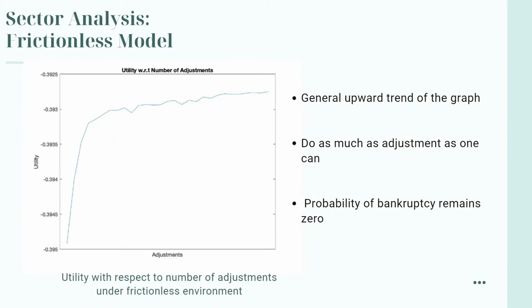To start with, we are going to first discuss the frictionless model of sector analysis. We use the information technology sector of the S&P 500 as an example here. As we can observe from the graph, there is a generally upward trend, indicating that doing adjustment as much as one can would have a positive impact on the investor's utility, and the probability of bankruptcy will generally remain zero. We further verify this result for most of the GICS sectors, since most of them have a good performance under the 10-year horizon.